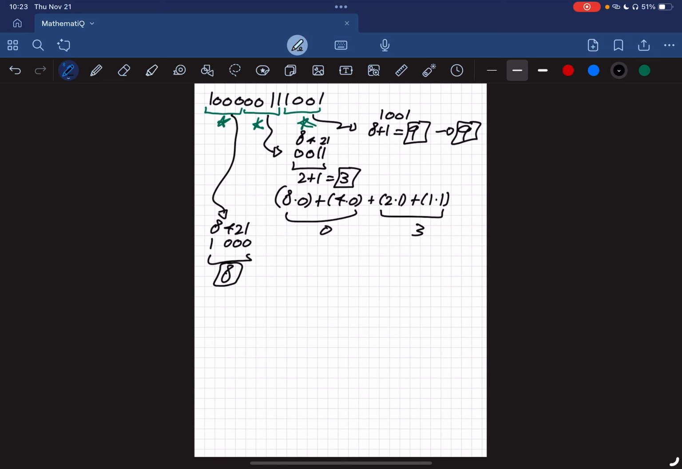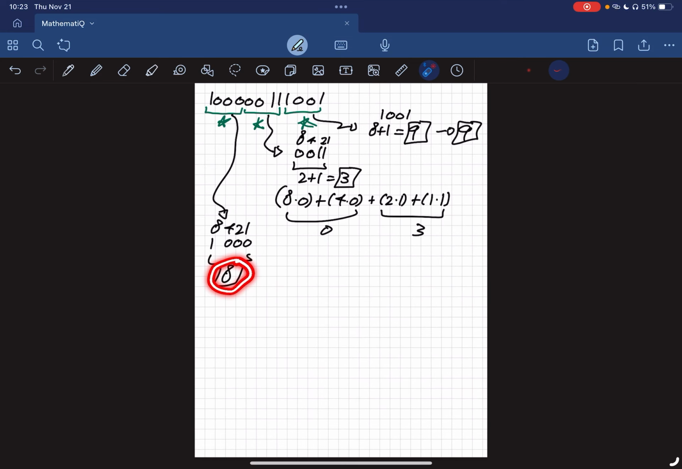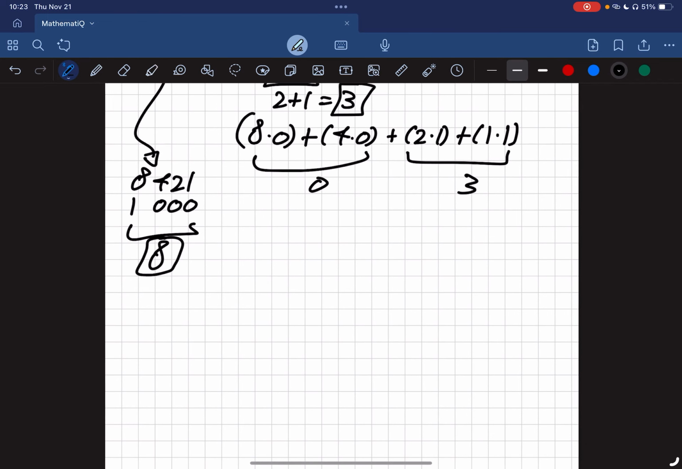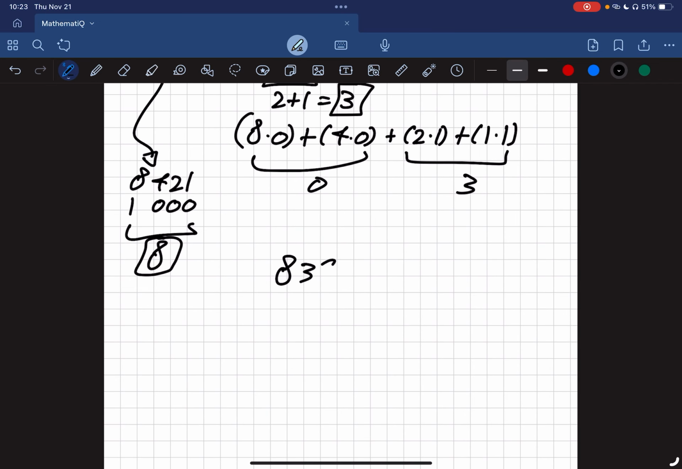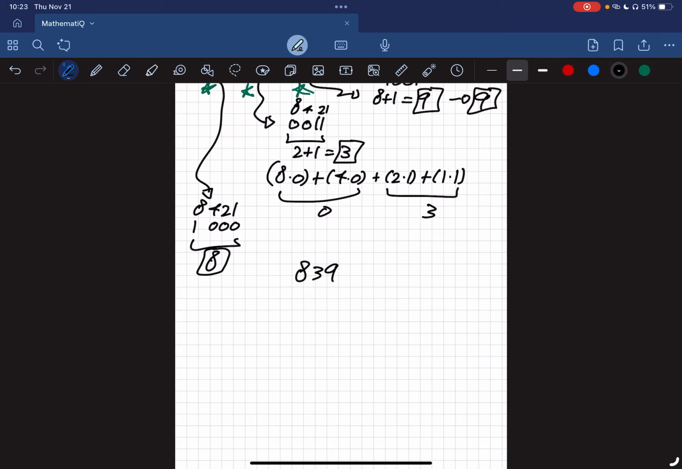Now just bringing this all together, we have an 8 and a 3 and a 9. This is going to be 839. Sorry, let me just double check this. Yeah, so that's going to be 839 in hexadecimal.